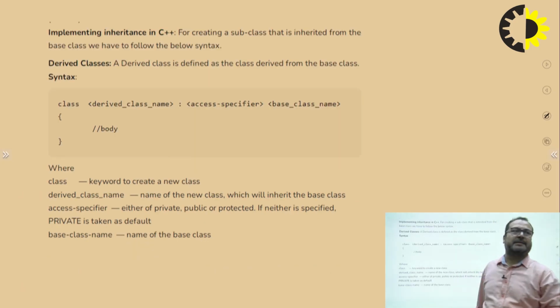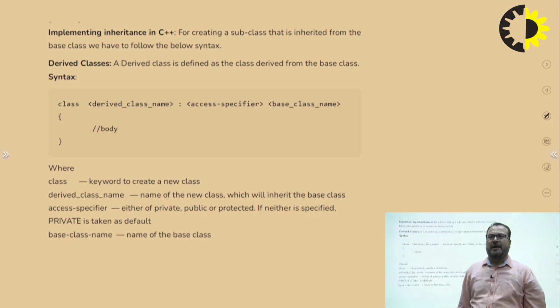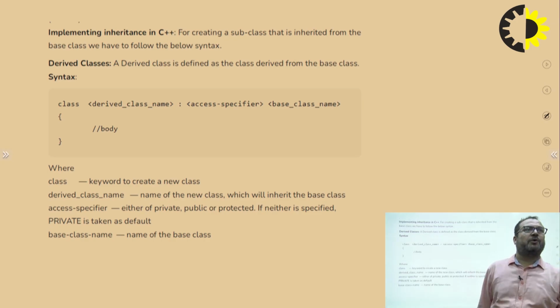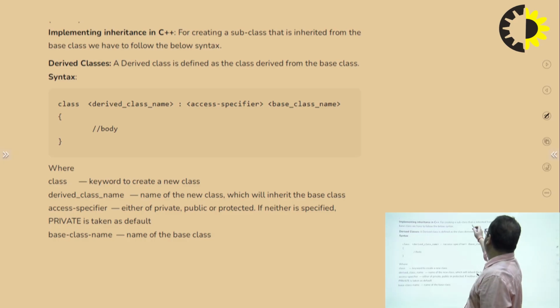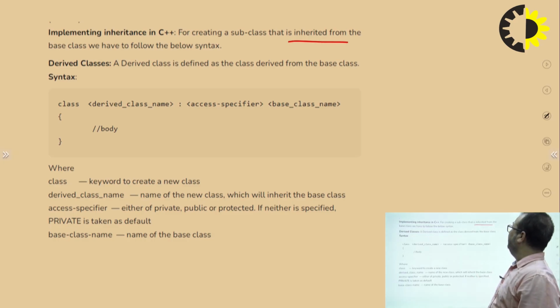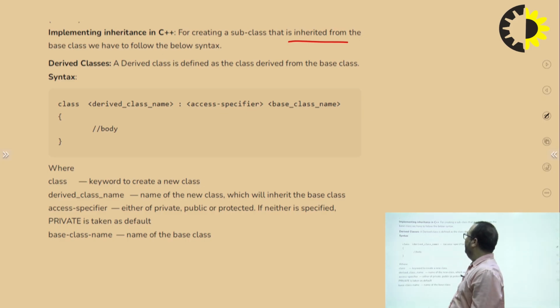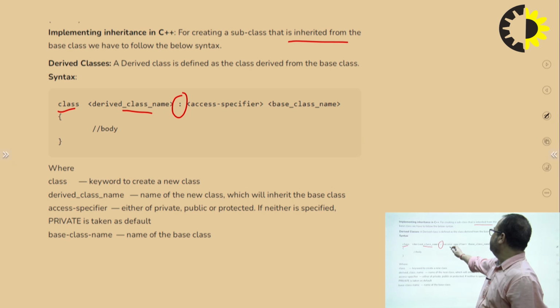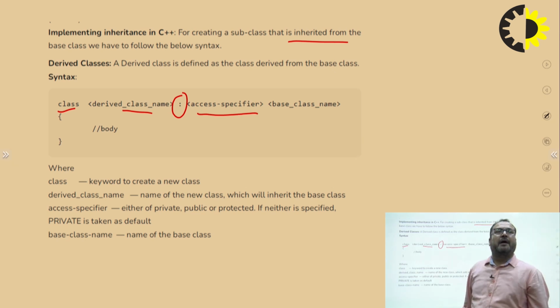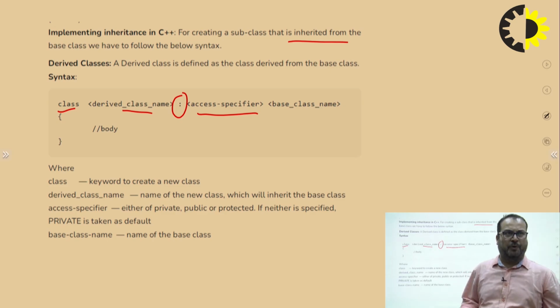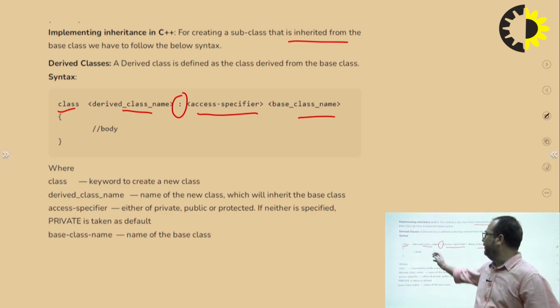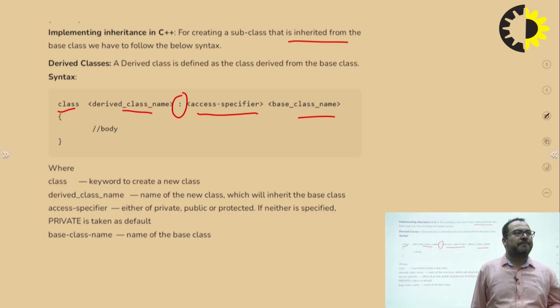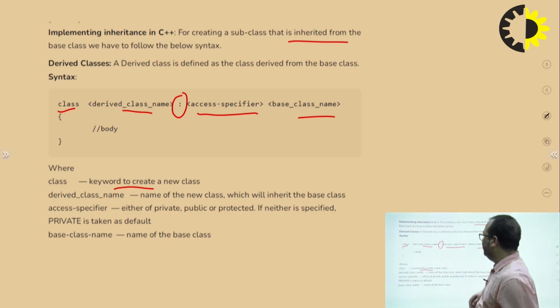So this is the syntax. Here we have written some programming using C++. For creating a subclass that is inherited from the base class, we have to follow this syntax. We write the keyword class and the class name, then a colon, and then the access specifier. There are 3 access specifiers: public, private or protected. Then the base class name, and then you write the code of that new class. So class is the keyword to create a new class, then the derived class name, the name of the new class which will inherit the base class.